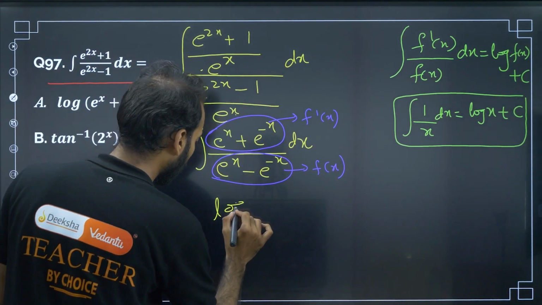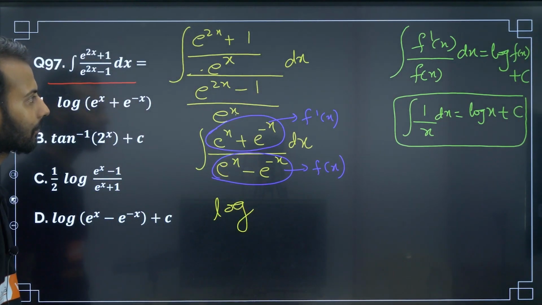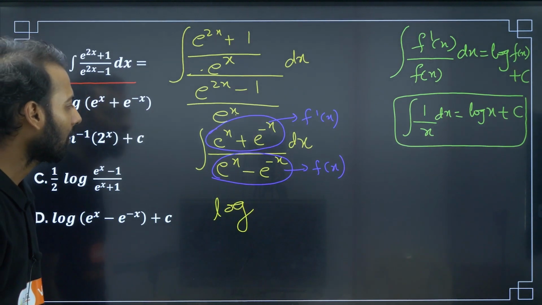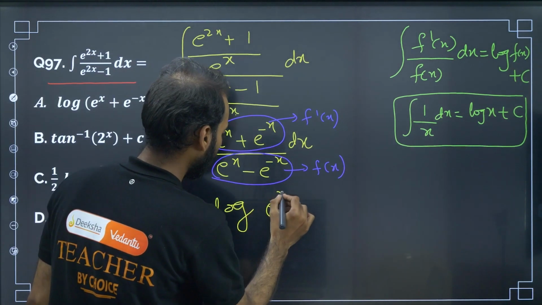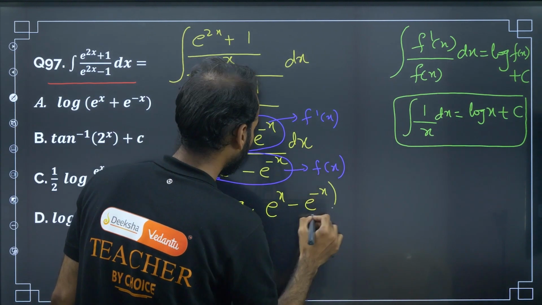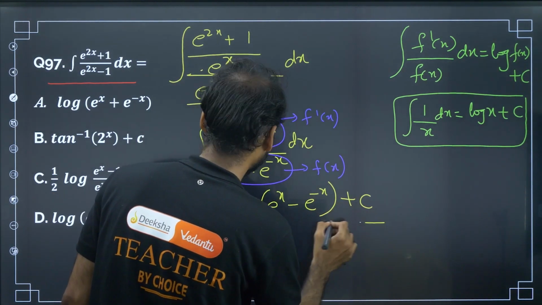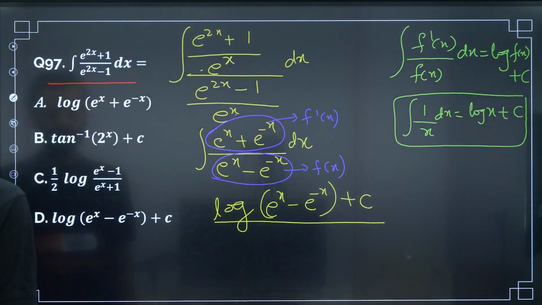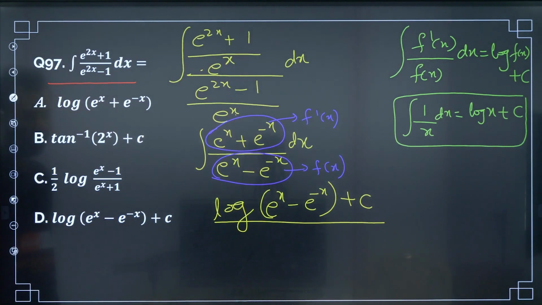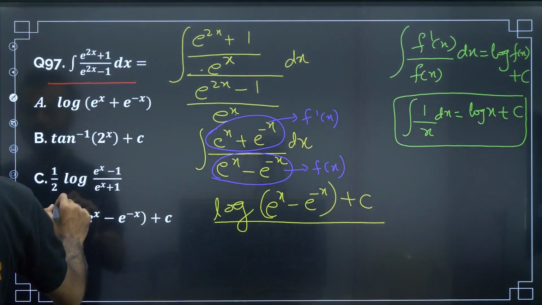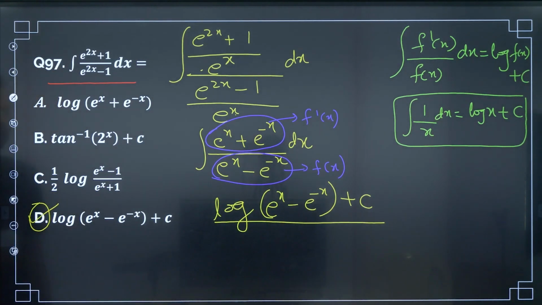This is log of f of x. What is f of x? e raised to x minus e raised to minus x, plus c. Is there any option like this? Log of e raised to x minus e raised to minus x plus c. So D is the answer. Moving to next question.